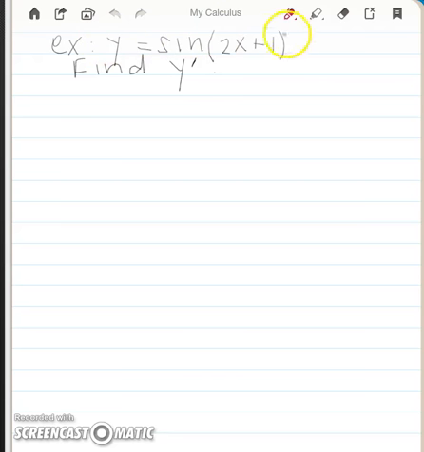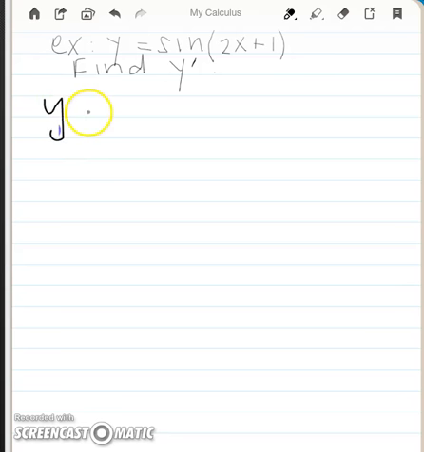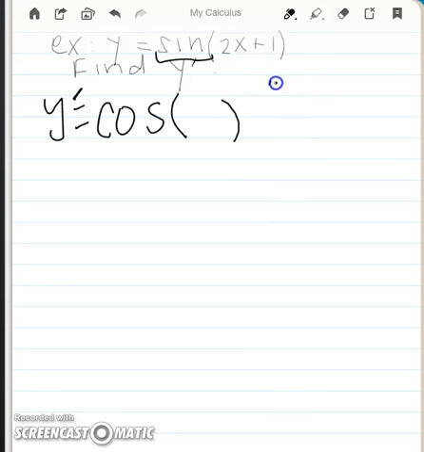But let's start this problem where it says sine of 2x plus 1. I'm going to go to black first. To find the derivative, we're going to have to start with the outer function, which is the sine function. The derivative of sine is going to be a cosine, and we're going to keep the inner function the same. I'm going to make that color pink. Here's my inner function, 2x plus 1. We have not messed with that. Then I'm going to multiply by the derivative of that inner function, which is a 2.